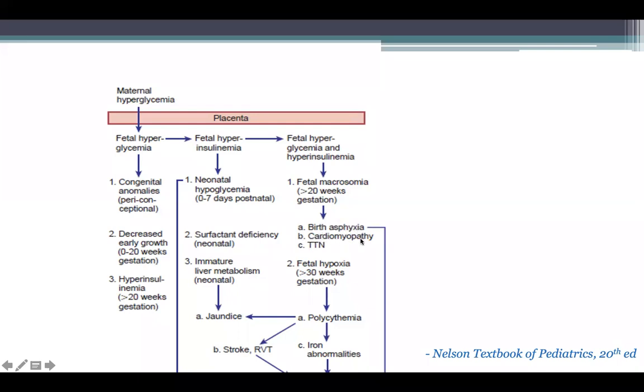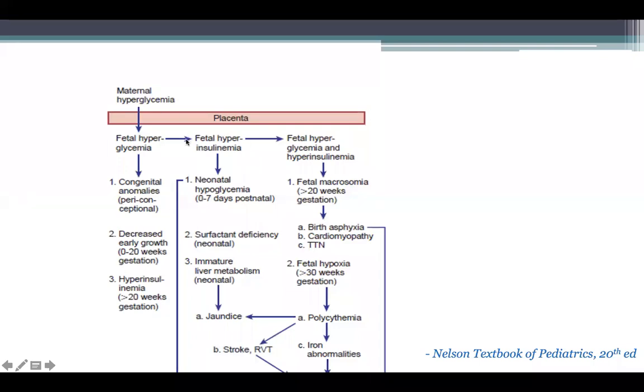There may be obstructive cardiomyopathy, or transient tachypnea of the newborn can occur. And if there is placental vascular abnormality, fetal hypoxia can occur. This will result in polycythemia and iron abnormalities, and polycythemia can cause stroke in the neonatal age group. Then there will be long-term abnormalities. So this is the pathophysiology of your infant of a diabetic mother.